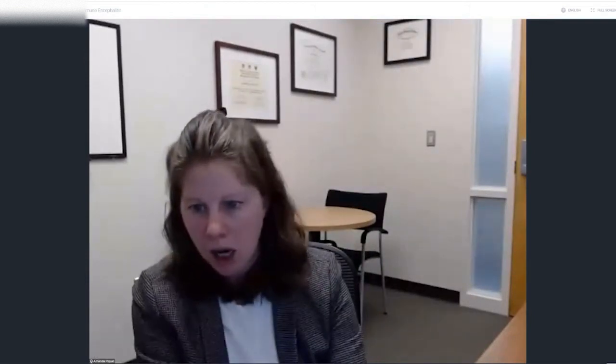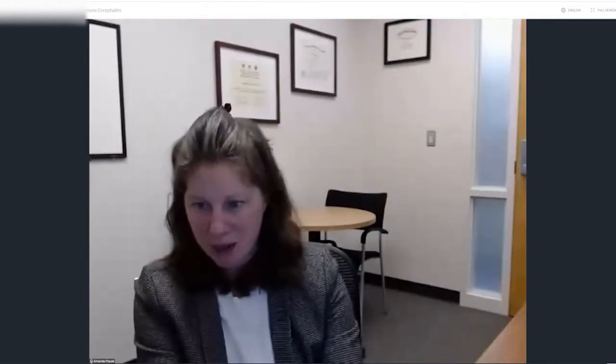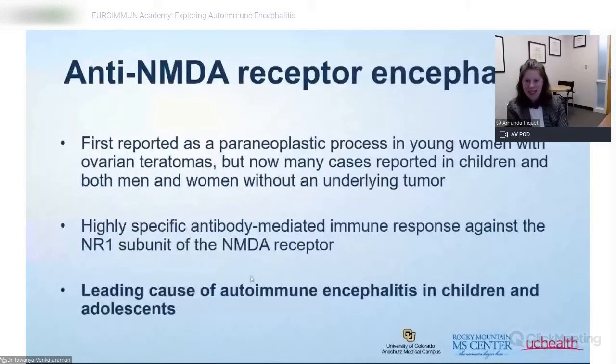This particular antibody syndrome is a pathogenic antibody. There is a highly specific antibody-mediated process against the NR1 subunit of the NMDA receptor. And furthermore, this is the leading cause of autoimmune encephalitis in children and adolescents. In fact, in the California Encephalitis Project cohort, 65% of the patients were actually under the age of 18 years old. Now, NMDA receptor encephalitis has a very distinct, predictable phenotype.